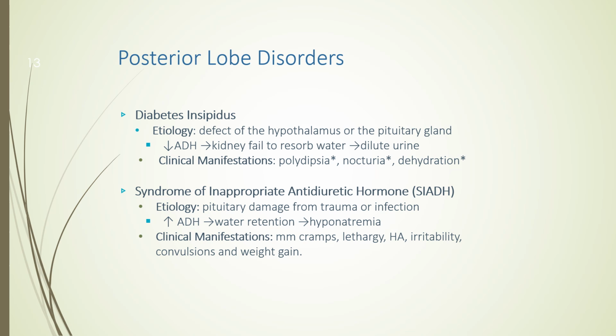Symptoms include polydipsia or excessive thirst, nocturia, which is frequent urination at night, and dehydration due to water imbalance. Syndrome of inappropriate antidiuretic hormone is caused by excessive release of antidiuretic hormone, leading to water retention and fluid and electrolyte imbalance. It's often caused by factors like pituitary damage due to infection or trauma.